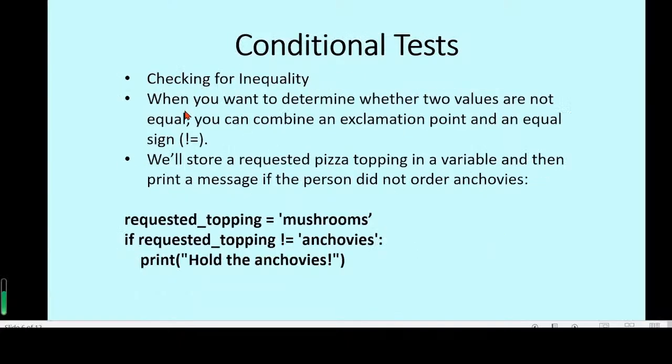Checking for inequality. When you want to determine whether two values are not equal, you can combine an exclamation point and an equal sign. So this means not equal. We will store a requested pizza topping in a variable and then print a message if the person did not order anchovies. So this is the requested topping, called mushroom. So if requested topping is not equal to anchovies, then we'll print Hold the anchovies.